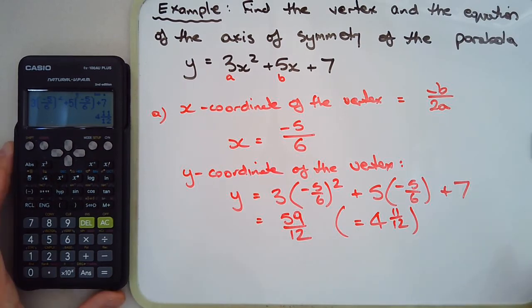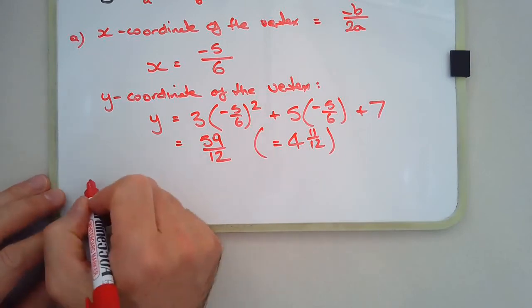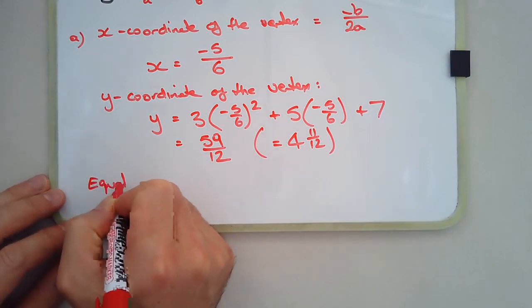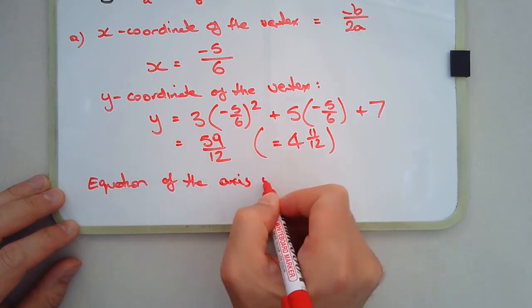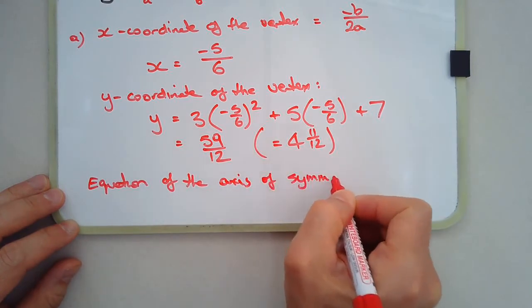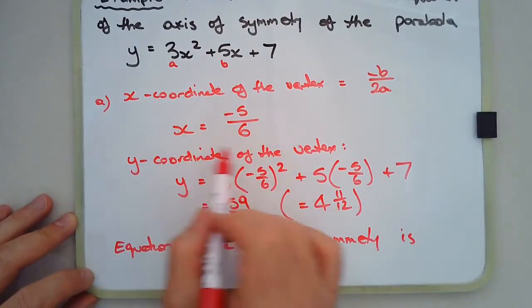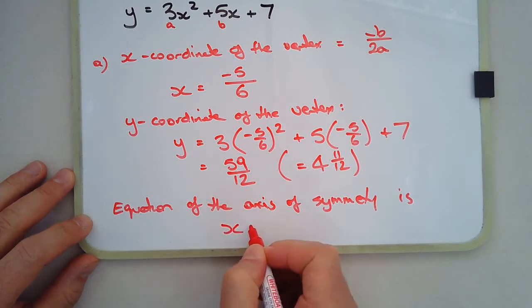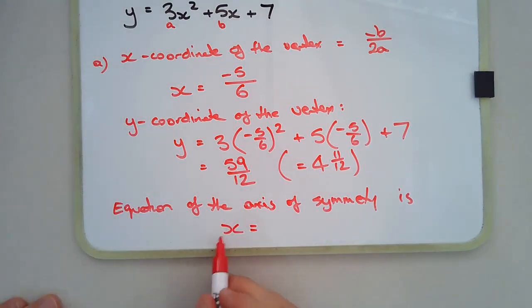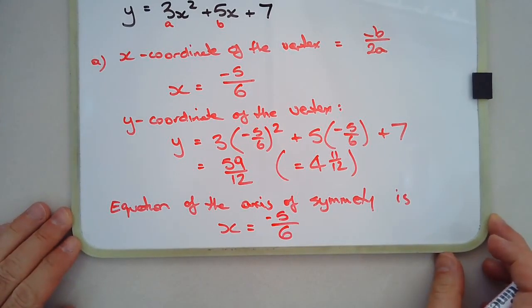And the equation of the axis of symmetry. In fact, we've already expressed it in part A. We're just going to write it again. It's a vertical line, and vertical lines are in the form x equals some constant. x equals negative 5 on 6.